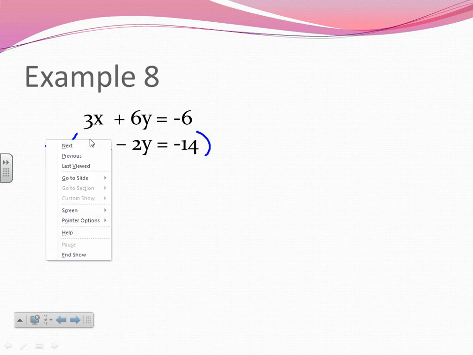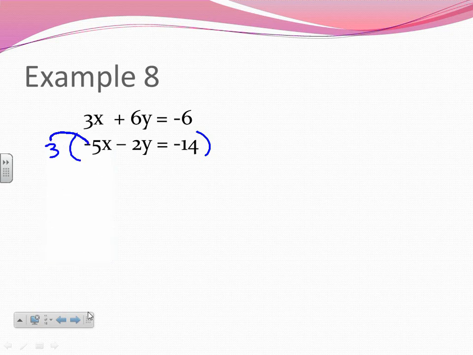So when I multiply this, it will give me -15x, -6y, and then that will give me -42. Now, which two equations am I working with at this point in time? I'm working with the top one and the bottom one.